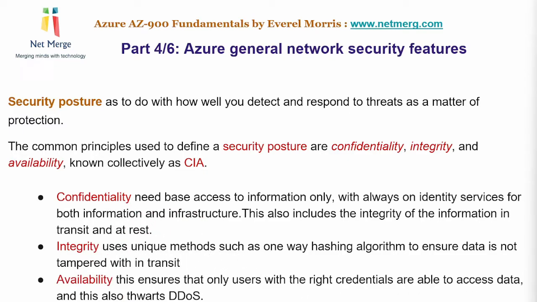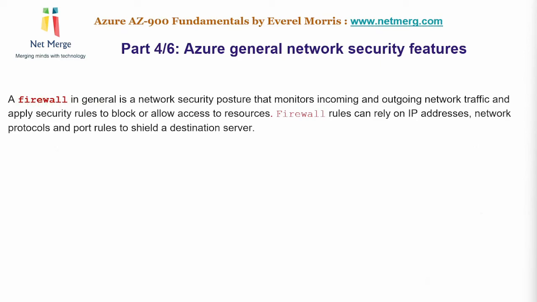Availability ensures that only users with the right credentials are able to access data, and this also thwarts distributed denial of service attacks as well. So when we talk about role-based access control and who should have access to what, that's what availability is: who the system is available to.